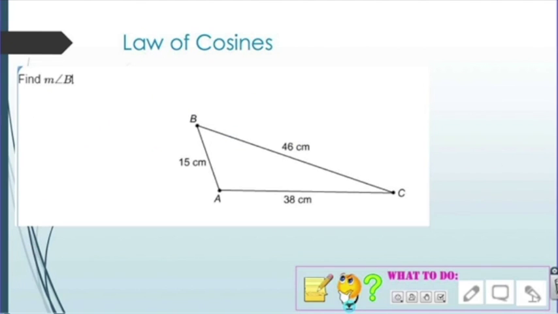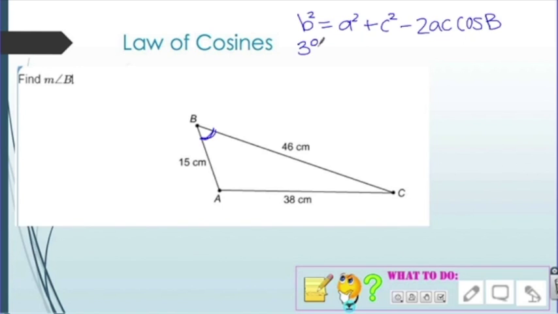Okay, let's try one where we want to find the angle. Again, we could not use the law of sines in this scenario since we have 3 sides and no angles given to us. But we can still find the measure of angle B. So since B is what I want to find, I'm going to use the law that starts with side B. So I'm going to put b squared is equal to, then I'm going to use the other two sides, a squared plus c squared, minus 2 times a times c, times the cosine of angle B, the one I'm trying to find.